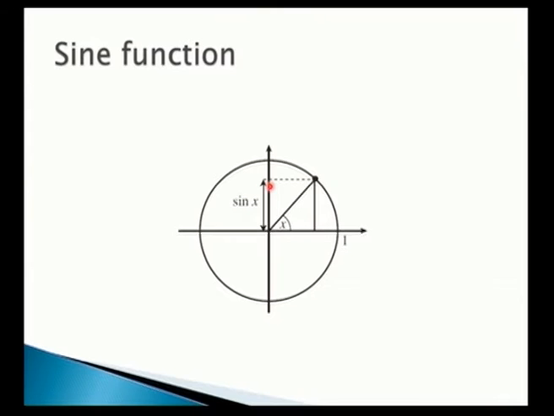Now, the sine function is a periodic function. You know, periodic function means a function which repeats itself after a certain interval. This is how a periodic function is defined. That means sin x. So, if you put x is equal to 0, then sin 0 is equal to 0. If you put x is equal to 90 degree, sin 90 is equal to 1.